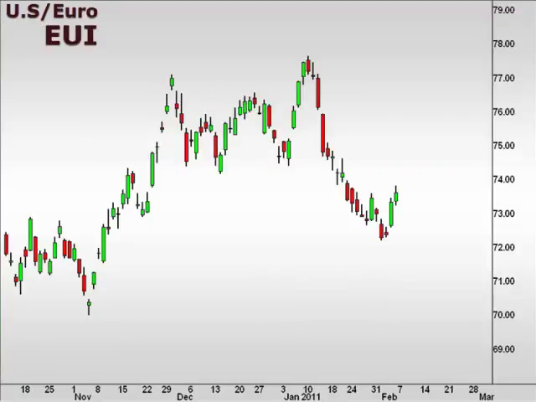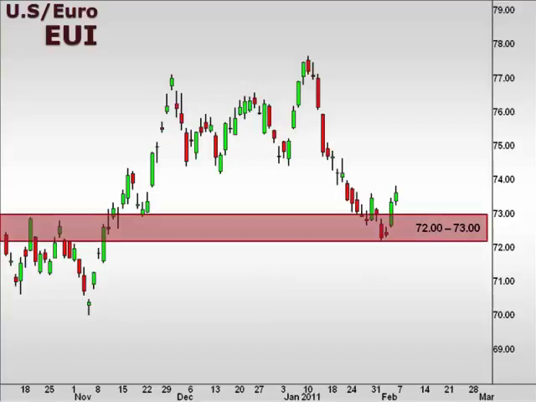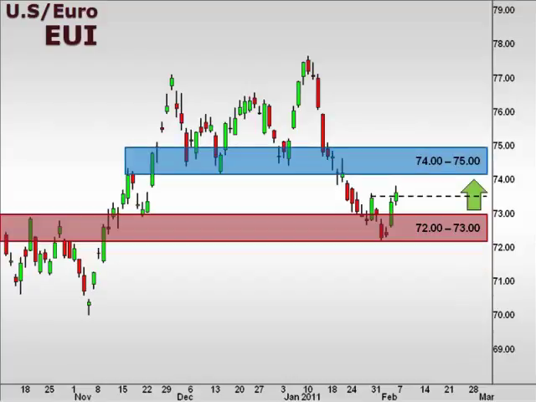Next up, the EUI, the U.S. dollar versus the euro. Well, the EUI slipped lower to test 72, but finished the week strong. A reversal and subsequent break below 72 will signal a continuation to the downside. However, a close above 73.5 opens the window for a move towards the 74-75 focal zone.